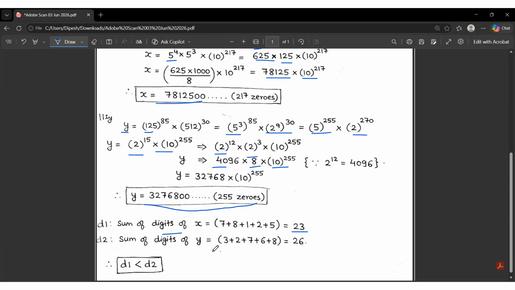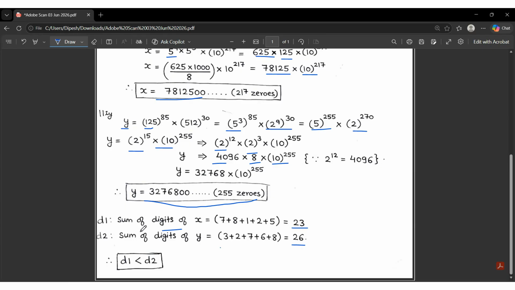The whole approach to solve the question is that you need to know the concept of the number of trailing zeros, which is explained here. Another thing that can be asked in the question is the number of trailing zeros in the expressions. The number of trailing zeros in x is 217 and the number of zeros in y is 255.